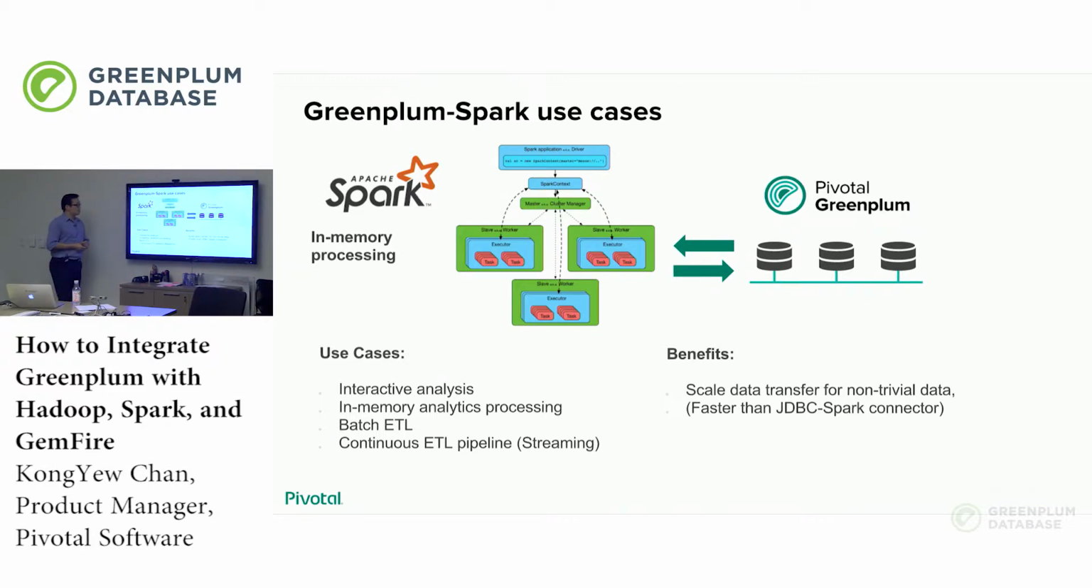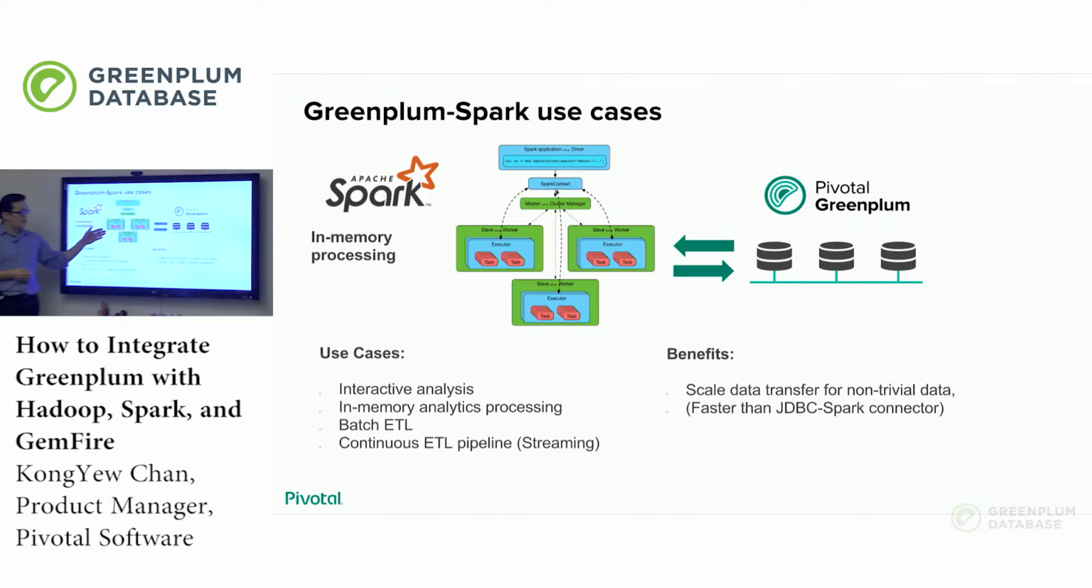A typical use case is that you have data scientists who love to use Spark, and the data is in Greenplum, so they need to load the data into the Spark environment, run some interactive analysis to get some data points, and create a model. And once they create a model, they say, hey, why don't I write some of these results back to Greenplum? But to do that right now, if you use a JDBC connector, it just takes too much time. And that's where we start talking about the Greenplum-Spark Connector.